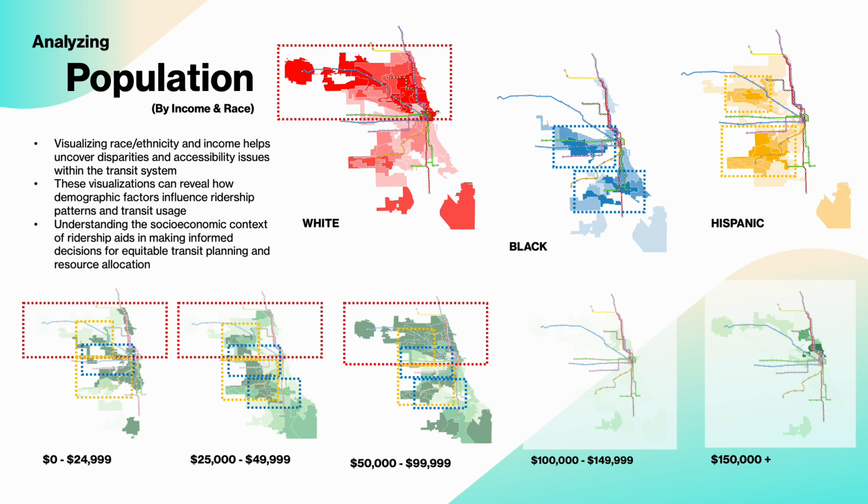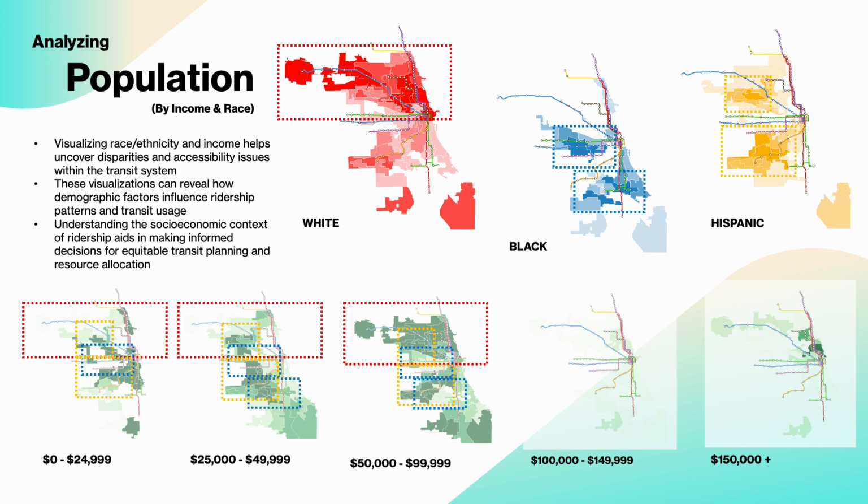So transitioning from explorative visualizations to more analytical perspectives, an example of this that was performed was looking at population, and looking at income and race in terms of population. Up at the top here, we have white, black, and Hispanic, and then taking those identified dense areas and evaluating those areas in the different income brackets and seeing what could be uncovered or discovered with those comparisons.